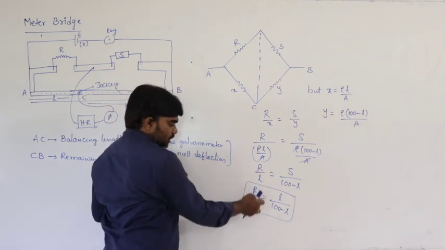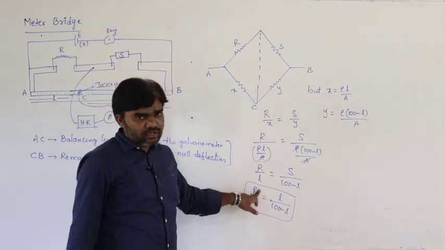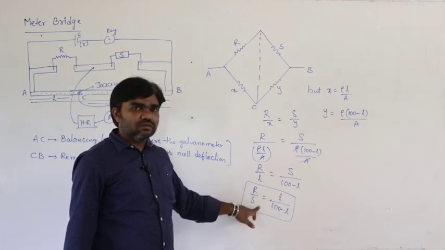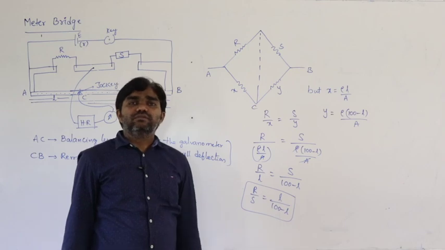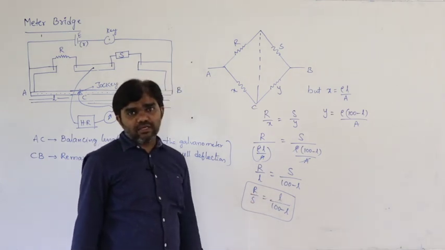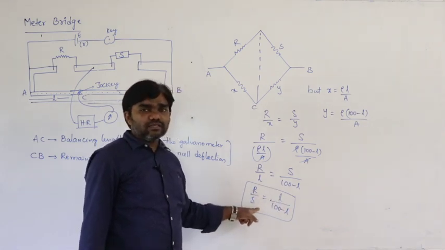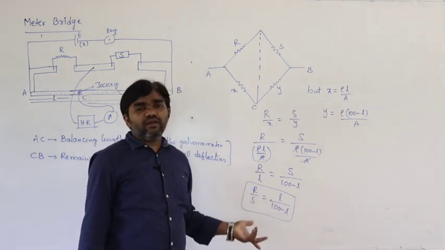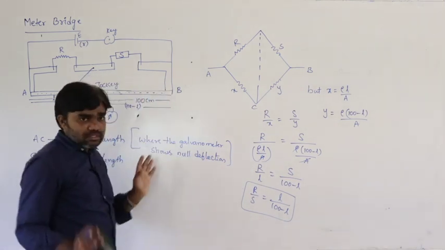Based on this, in R and S, if you know one of them, say the value of R, we can find out S. If we know R and S, we can calculate the balancing length. Or if you know R and the balancing length, we can calculate S. Or if you know S, we can calculate R. So that is the situation. Always a simple formula.